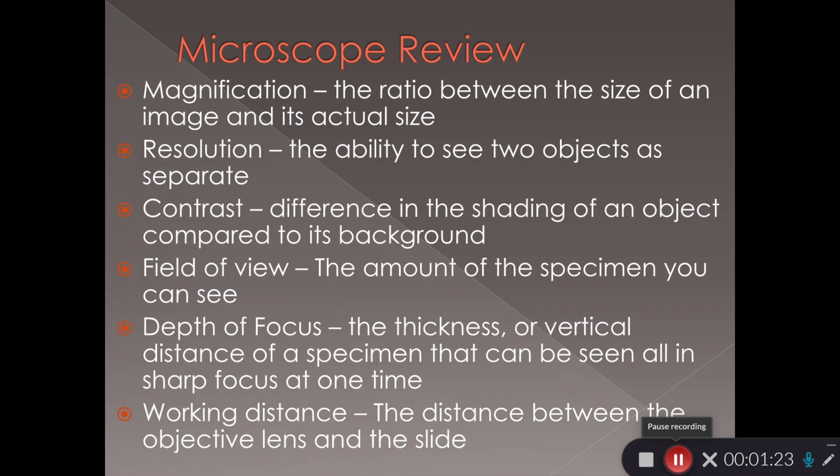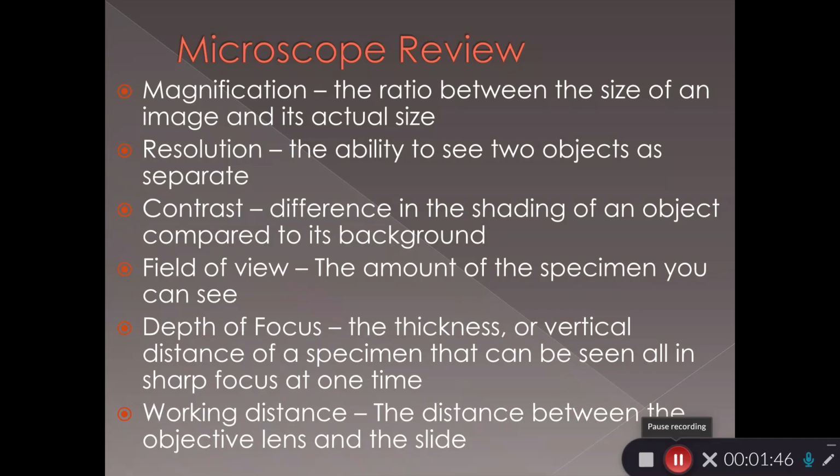We generally will stain objects like bacteria or yeast so that we can see them. The field of view, that's the circle that you're looking in. As you increase your magnification, the field of view actually gets smaller. What you see in the circle that you're looking at gets smaller.